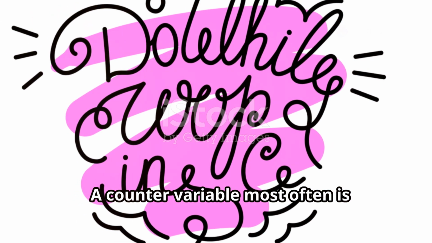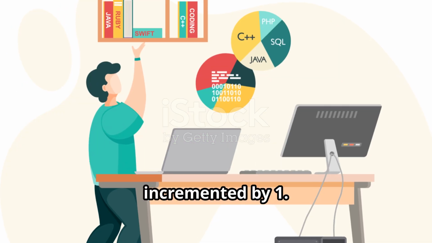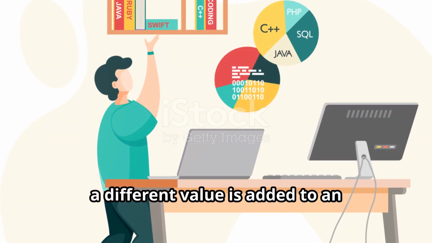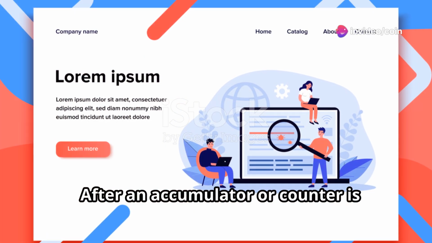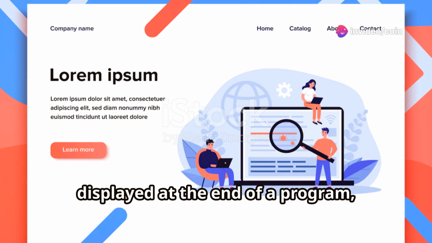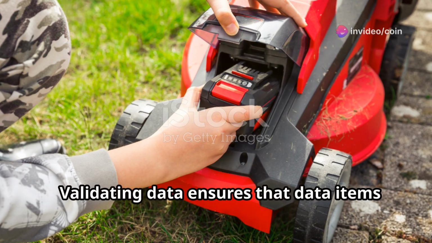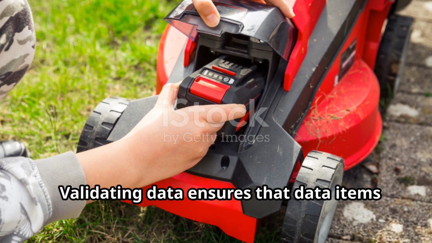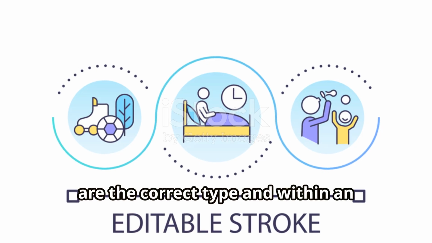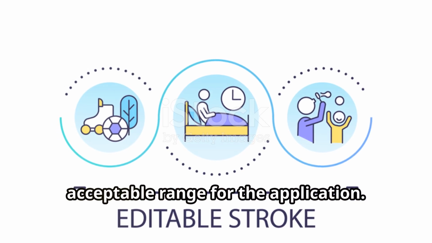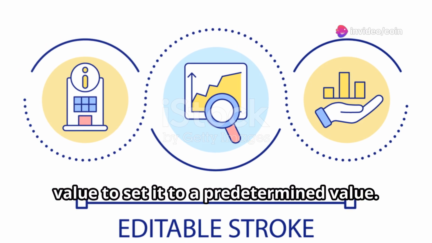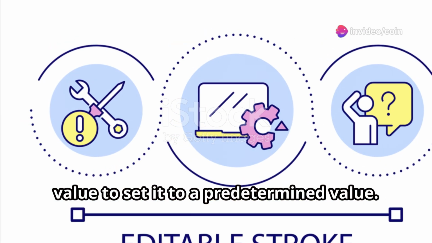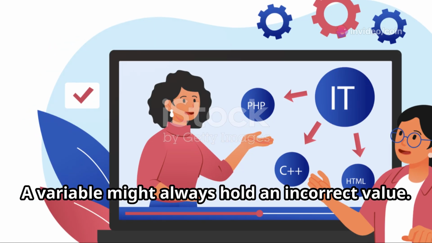A counter variable most often is incremented by 1. Typically, a different value is added to an accumulator on each iteration. After an accumulator or counter is displayed at the end of a program, there is no need to adjust its value. Validating data ensures that data items are the correct type and within an acceptable range for the application. Forcing a value is overriding its current value to set it to a predetermined value. A variable might always hold an incorrect value.